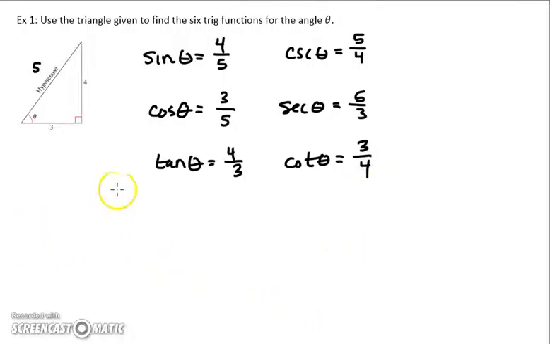So just a little bit of a review from geometry, right? Opposite over hypotenuse, adjacent over hypotenuse, opposite over adjacent, and then cosecant, secant, cotangent are just the reciprocals of sine, cosine, and tangent respectively.